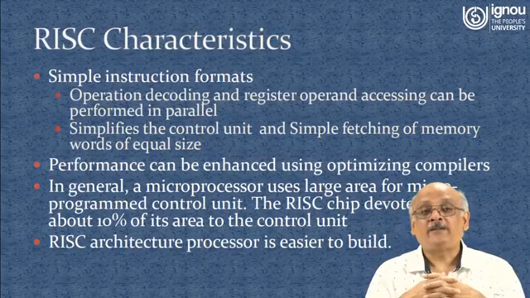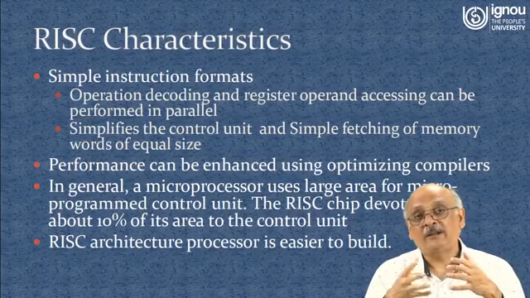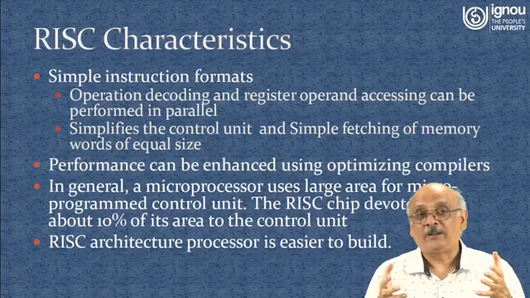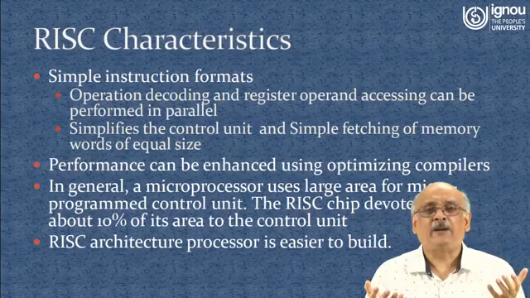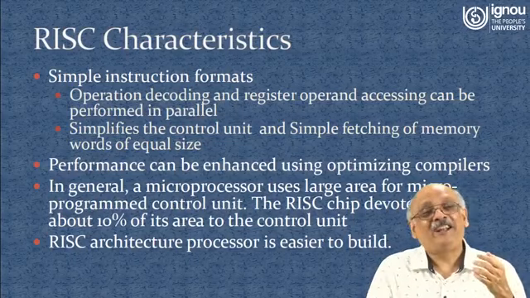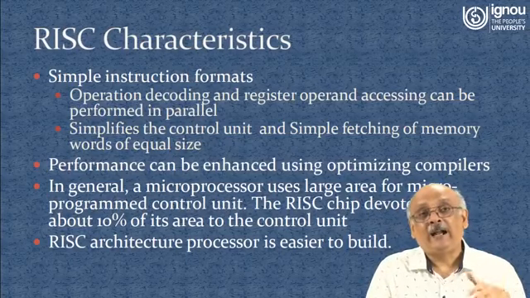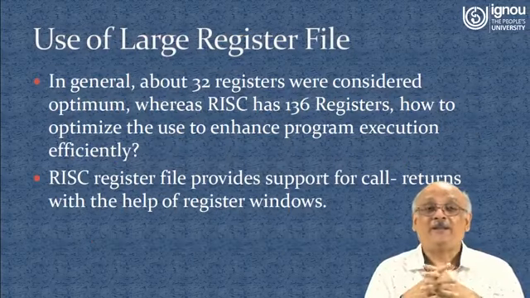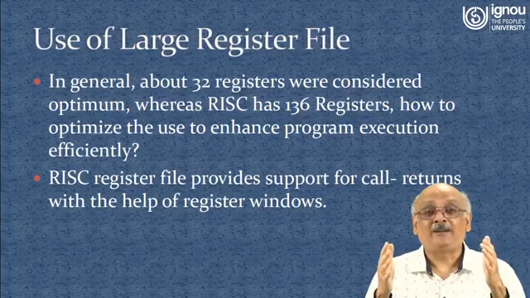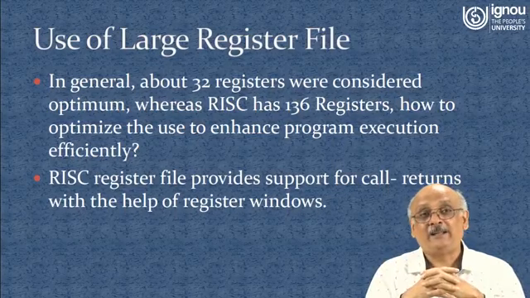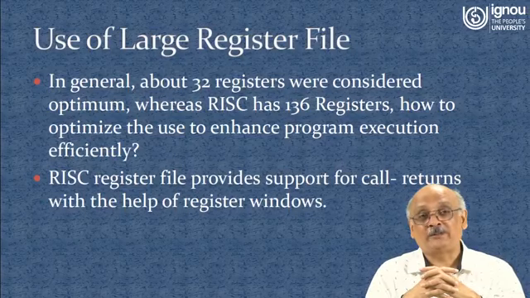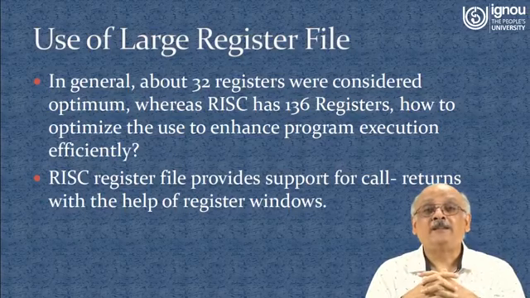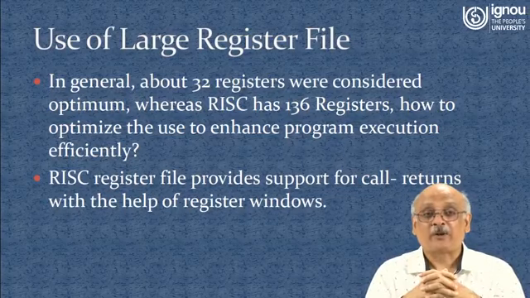Then a RISC architecture processor is easier to build because of the simpler logic and simpler instruction set, simplicity everywhere. So simplicity led to easier design and better performance. But then we had a huge area available to us in the microprocessor. So how can we use that particular area? Well, in reduced instruction set computers, we use large register files.